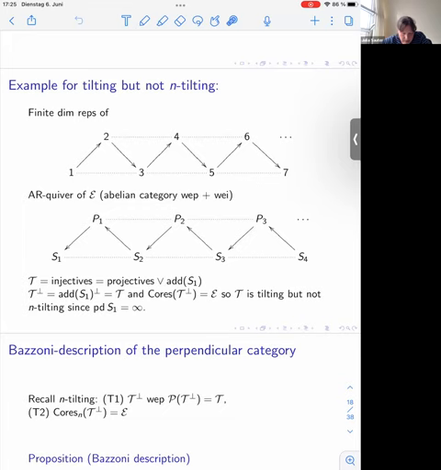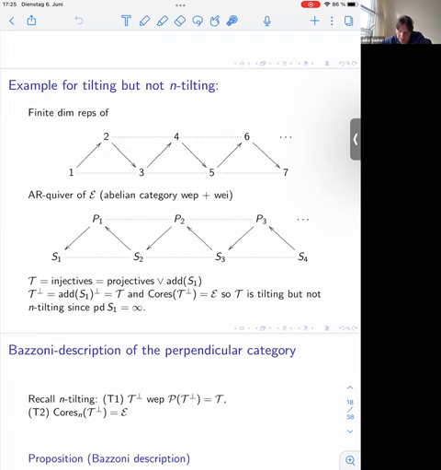So then one sees very easily that T is tilting, but not n-tilting, since the projective dimension of S_1 is infinite. Or in other words, if you look at the S_i and increase the i, then you need longer and longer coresolutions.